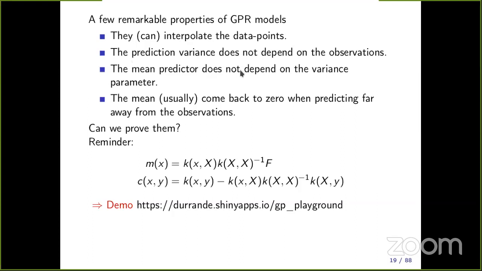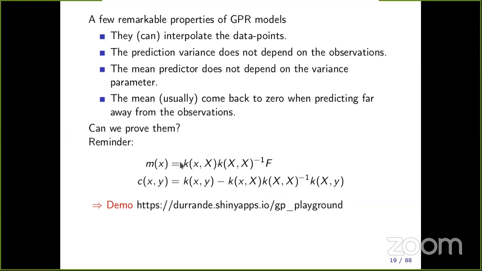The prediction variance does not depend on the observations. So here's the prediction variance. If we look at the expression, it does not depend on f. So this is either a bug or a feature of the Gaussian process model, but that's one notable fact. The mean predictor does not depend on the variance parameter. If you remember, the variance parameter was the sigma squared that was inside, as a factor, in the expression of the covariance.